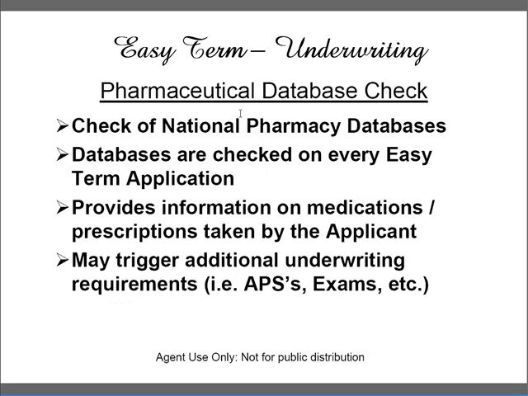American Amicable will also check a pharmaceutical database. It's a check of national pharmacy databases. The databases are checked on every Easy Term application, and it provides information on medications/prescriptions taken by the applicant. It may trigger additional underwriting requirements such as APSs or exams.